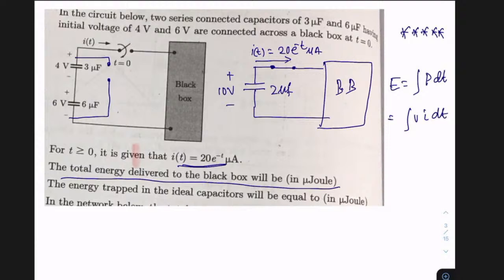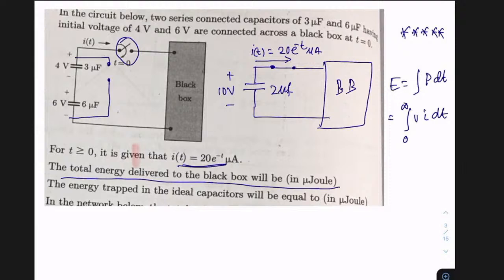If you want the total energy, the limit of the integration should be from 0 to infinity, because the switch is getting closed at 0. Total energy means, in the extreme case, the upper limit can be infinity. So I'll be finding the VI product and integrating it over the limit 0 to infinity, and we'll see how much answer we get. That is your total energy delivered. Then we'll come to the next question. So let's first try to get this.